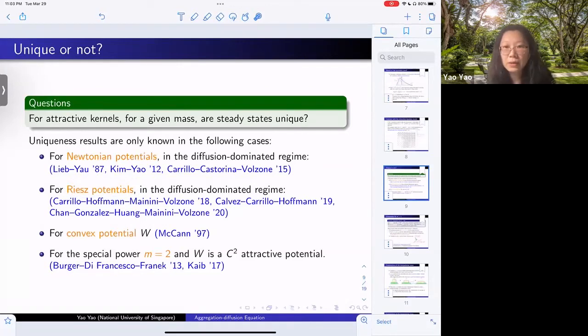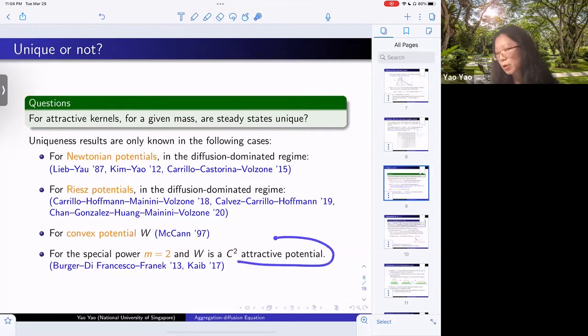So another class of potential where the uniqueness of steady state is known is the convex potential. So there is this beautiful theory of displacement convexity developed by McCann. He proved that if W is convex, then the energy E will be convex along the geodesics as we do the interpolation between two probability densities, and that convexity of the energy functional directly implies that the critical point is unique. So in this case, we also have the uniqueness of steady state. But in all these proofs, it's the power law structure or the convexity that plays an important role.